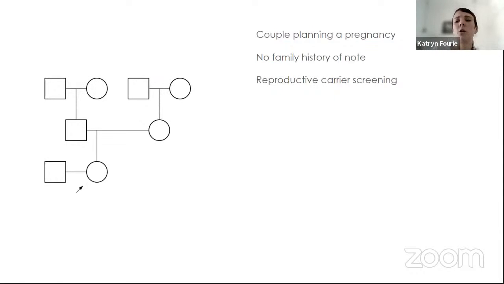So this is an example of the use of carrier screening and what we generally tend to do. Again, this is based on my experience with our private patients. It might be different in, for example, the Western Cape, but not a lot. So let's say you've got a couple planning a pregnancy. They've got no family history of note, so nothing specific that you want to test for, but they would like to do reproductive carrier screening to see if there are any genetic conditions that they are at risk for. And what I want to highlight with these examples is the problem of accessing local testing versus international testing.